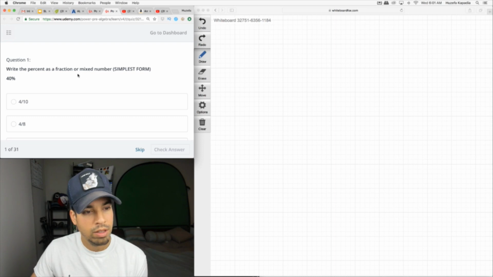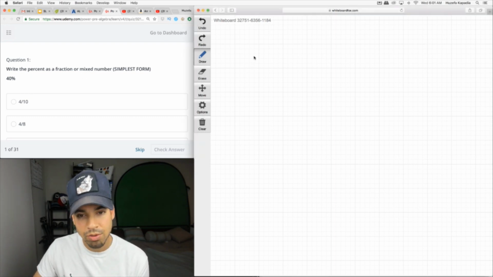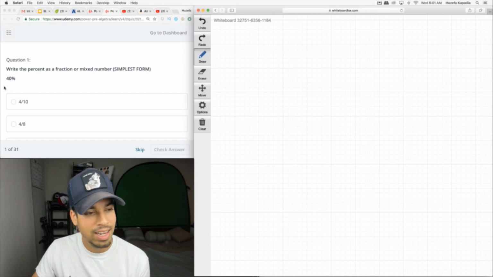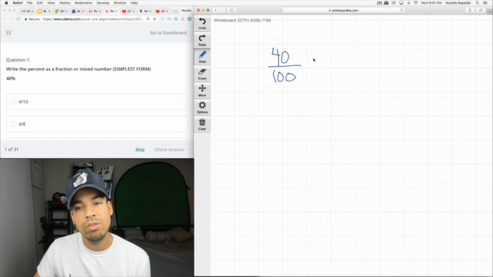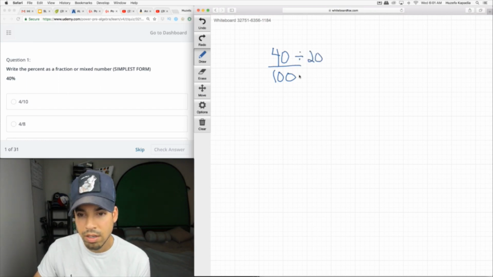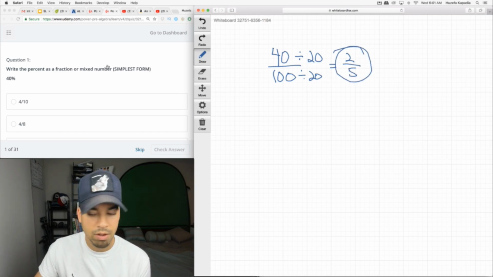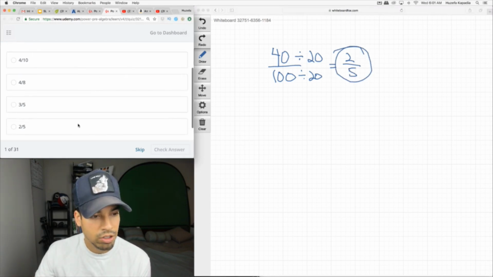Alright, question number 1. Write the percent as a fraction or mixed number. So every percentage is really percent. It's per 100. So we just put that literally over 100. But after you do that, all you got to do is reduce. So what can these both be divided by? They can actually both be divided by 20. So I'm going to divide both of these fractions by 20. 40 divided by 20 is 2. 100 divided by 20 is 5. And there we go. There is our fraction.